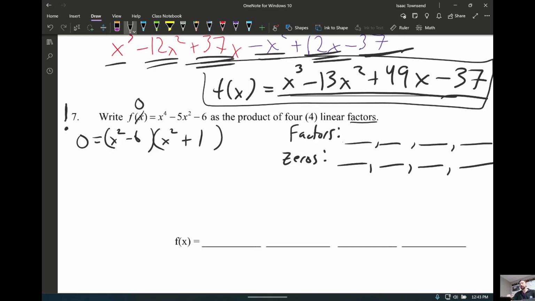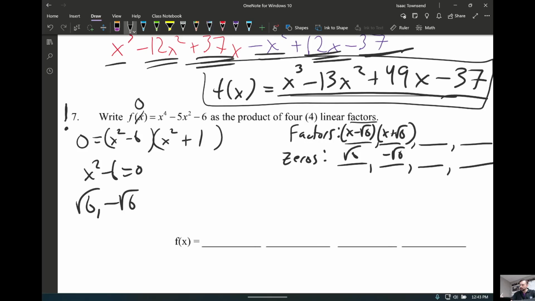This does not suffice as an answer, even though it's close to the directions, because these are not linear. These are quadratic. They want linear factors. So if I set this quadratic factor equal to 0 and solve, I get a couple of zeros. And by doing x minus those, I get their factors.